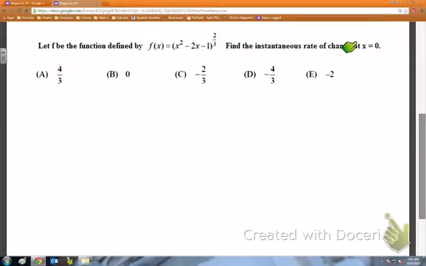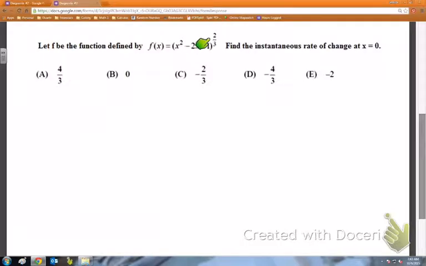Remember that rate of change is how I know. Those keywords, rate of change, tell me that I'm looking for a slope, and the instantaneous part tells me that I'm looking for the slope of the tangent line. Again, average rate of change would tell me I'm looking for the slope of a secant line. So we need to find the slope of the tangent line at x equals 0, which means we need to find the derivative of this function.